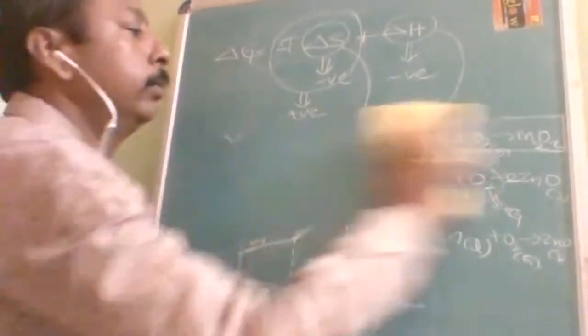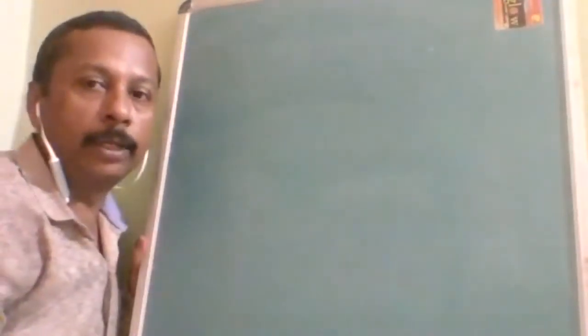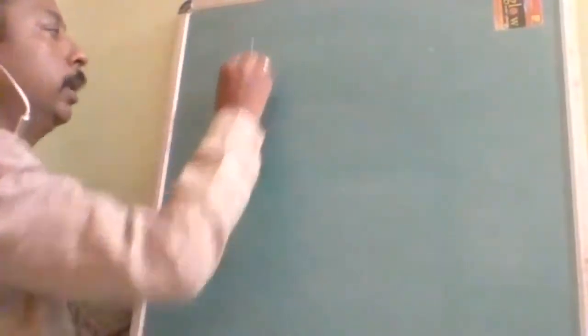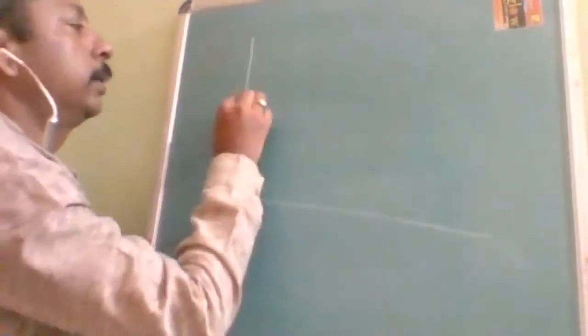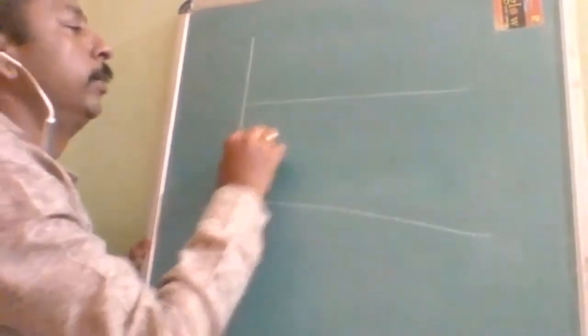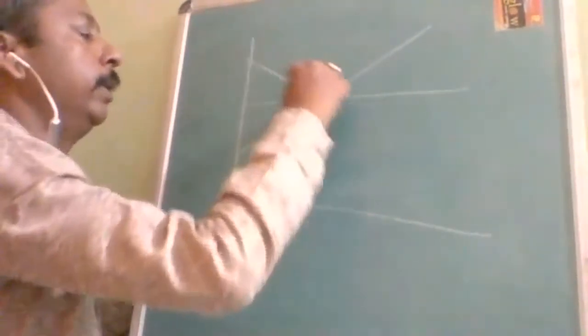Now, sometimes it is not possible that every time the line will be going up. Sometimes it may be a line going down also. So let us take some lines will be straight lines, some lines will be like this, some lines will be like this.